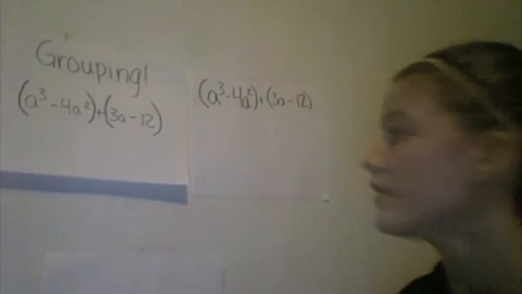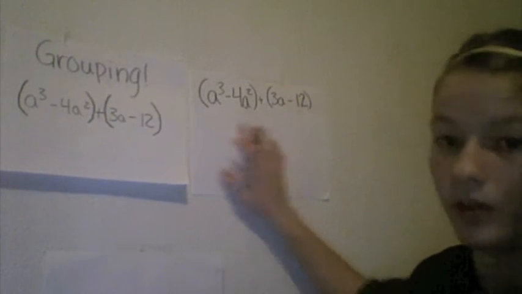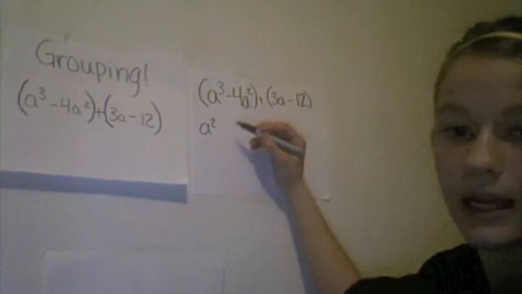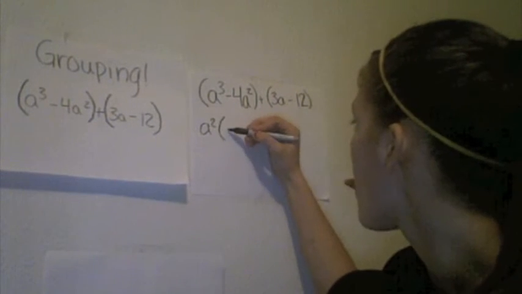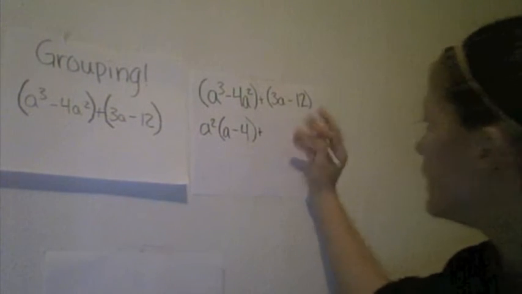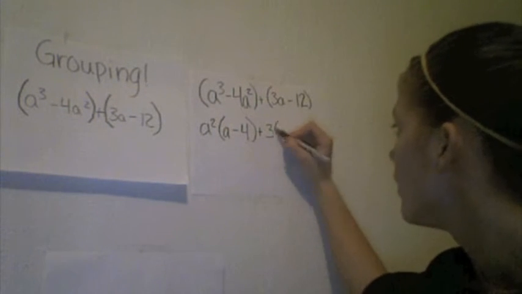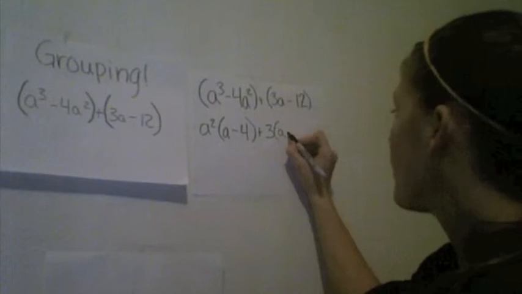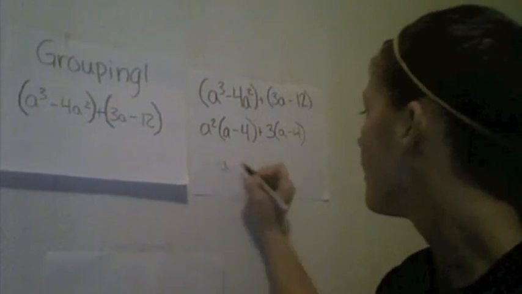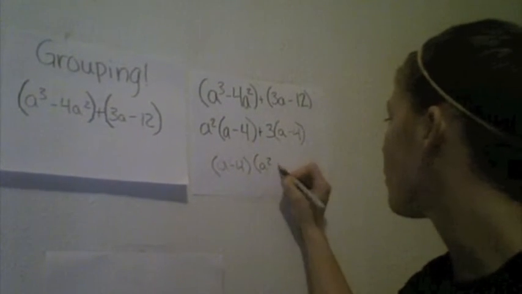Then I can find the greatest common factor in each binomial. So in the first part of the binomial, I can factor out an a squared and not an a or a negative 4. And then in the second binomial, I can factor out a 3 and not the a or the negative 4. And then for my answer, I get a minus 4 times a squared plus 3.